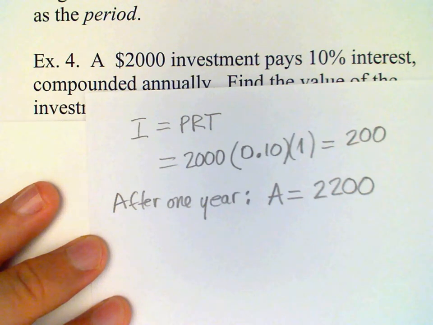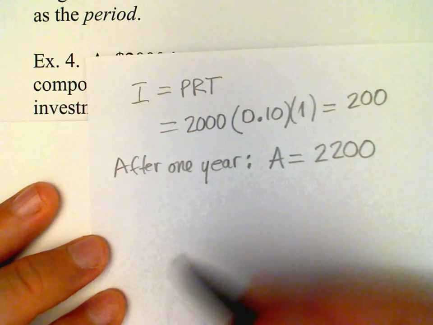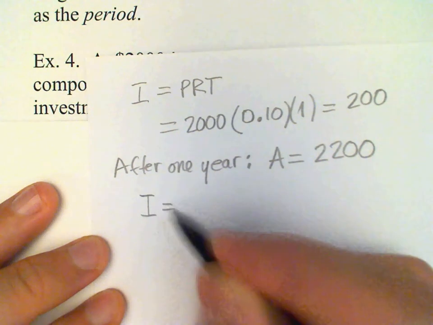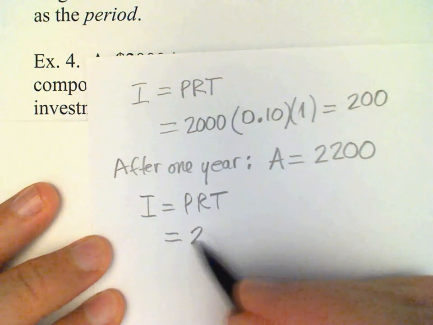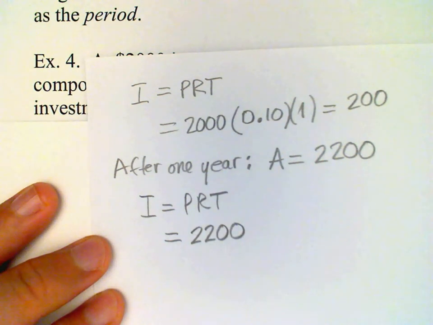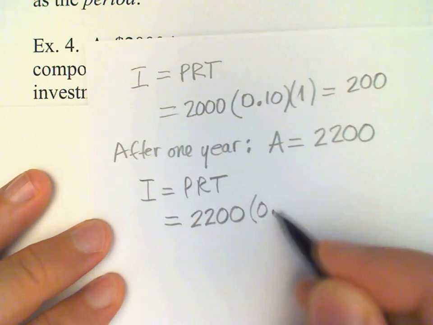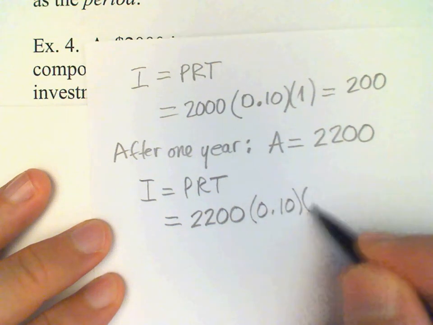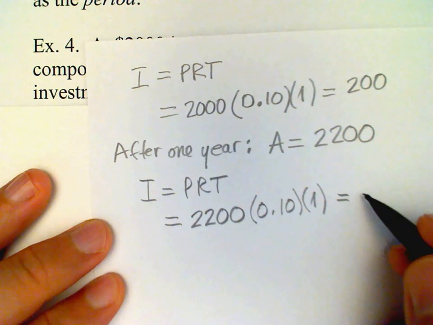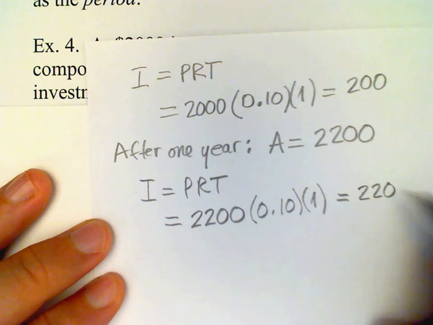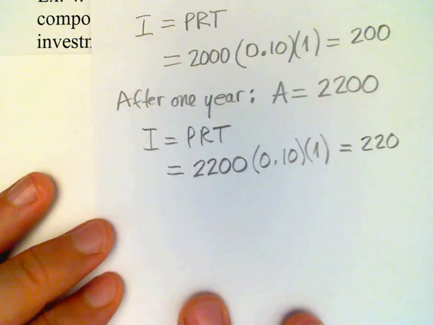Okay, but we're not done because we still have two more years for this investment to run its course. So we need to repeat the calculation, PRT, only now our principal is not the original 2,000, but 2,000 plus the $200 interest that we earned in the first year. Okay, the rest of the calculation is the same. We still have 0.10 for the rate and 1 for the time. So this works out to $220, doesn't it? Okay, so this 220 gets added back in to the account.